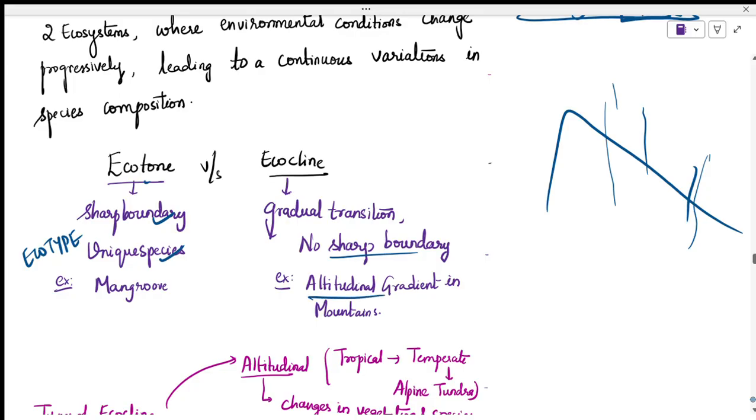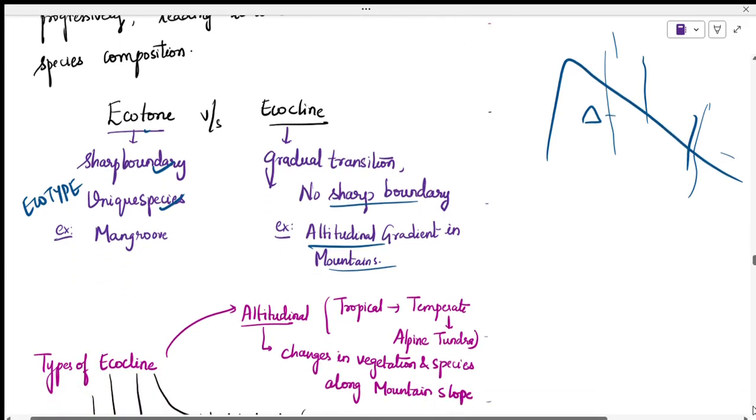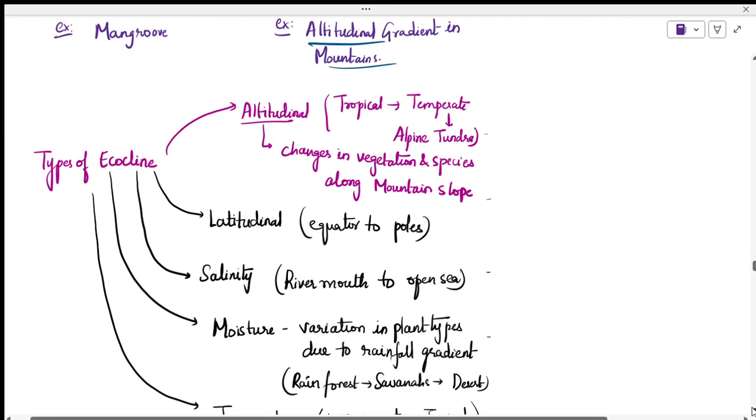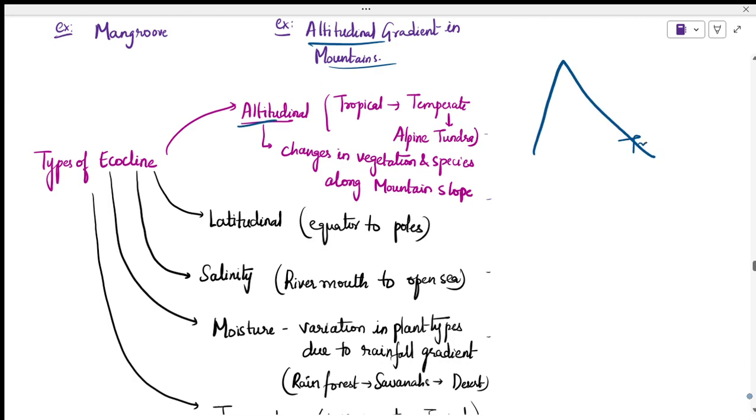So the altitudinal change in height of mountains will be the best example for ecocline. So ecocline is also of different types. One is altitudinal. So we have seen that here will be tropical type of plants, here will be temperate type of plants, then there will be tundra type of plants or vegetation on mountains. It is called altitudinal ecocline.